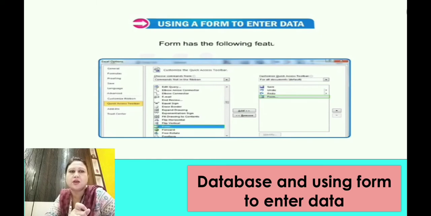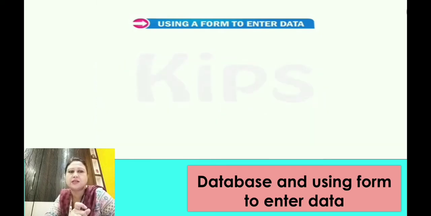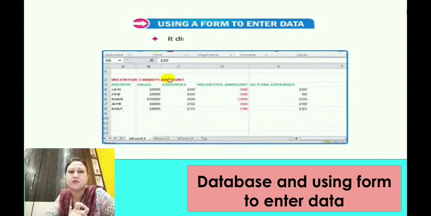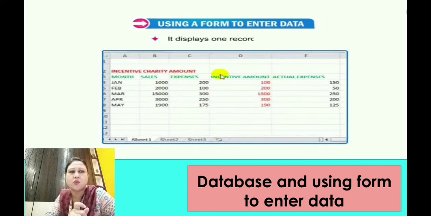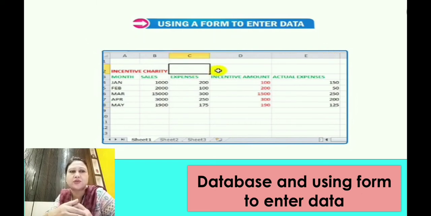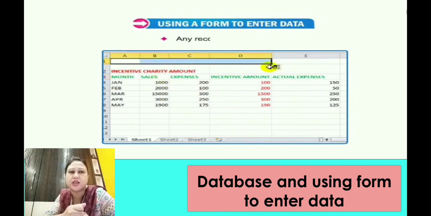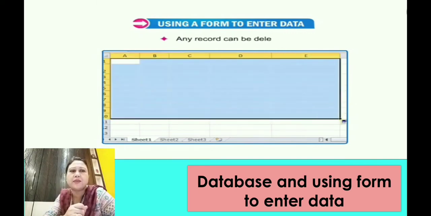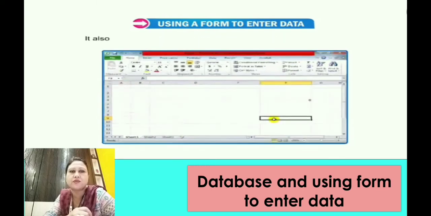So a form has the following features. These are certain features of a form. Firstly, it displays one record at a time. This is one feature. Then it can be used to add a new record and change an existing record. That means if you want to change the name in a record, you can change it. Then any record can be deleted. So these are the certain features of using a form.